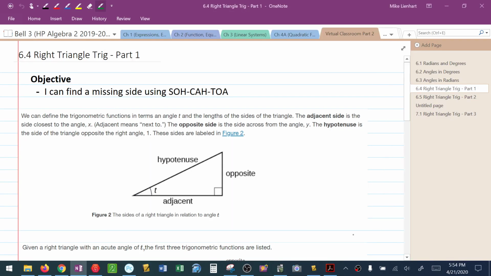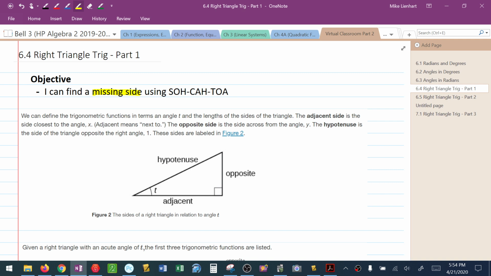Okay, this video should be a review of right triangle trigonometry. What I thought I would do is break right triangle trigonometry down into 3 videos. On the first one, what we're going to focus on is how do you find a missing side? Hopefully you guys remember this. Like I said, this should be a review. But how do you find a missing side using SOHCAHTOA?